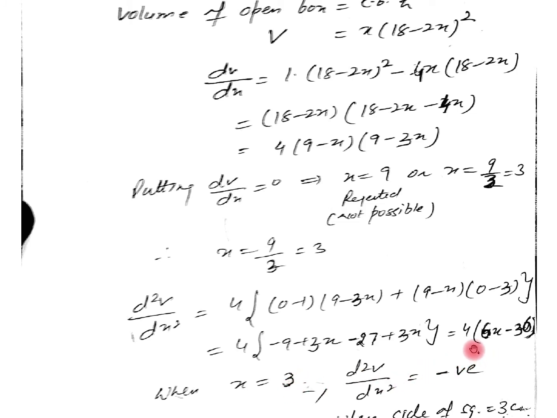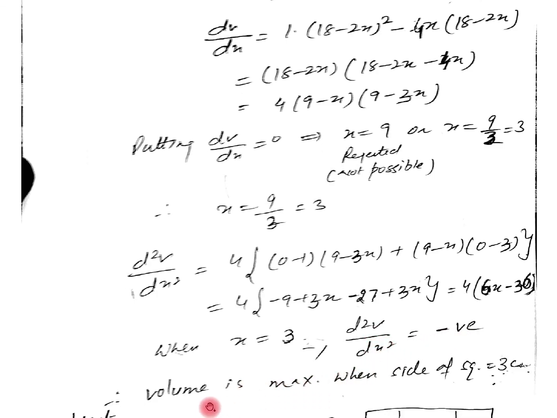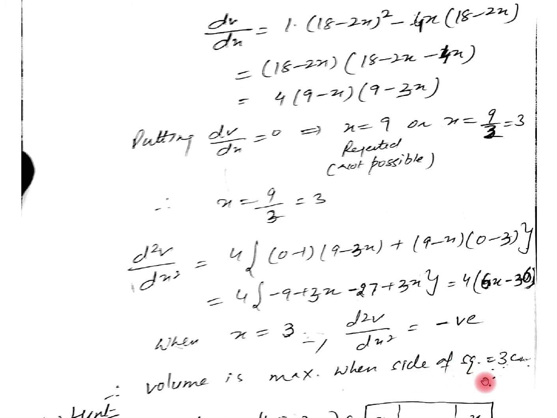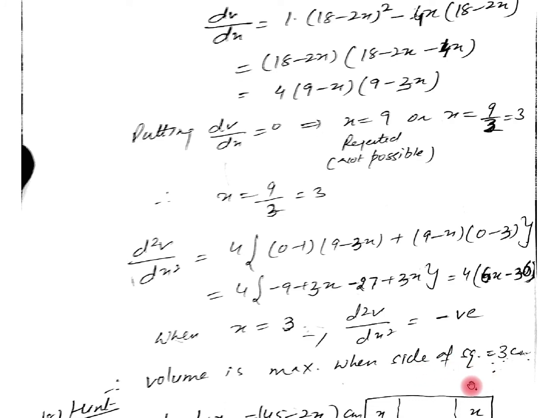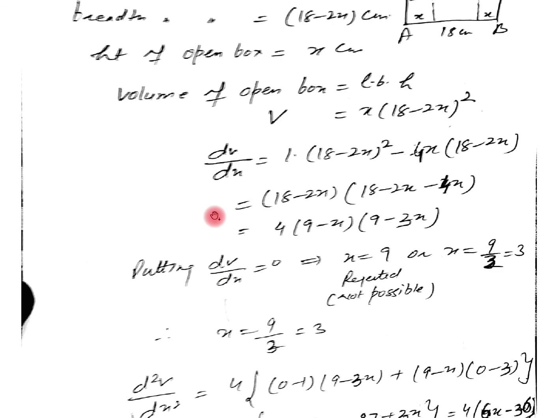So putting x equal to 3, it will be negative. So the second derivative of volume is negative. So we can say the volume is maximum when the side of the square equals 3 centimeter. If the question asks to find the maximum volume, then we can find it by putting x equal to 3 in this expression.